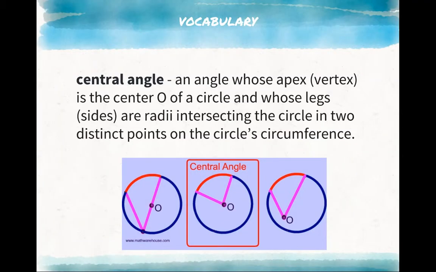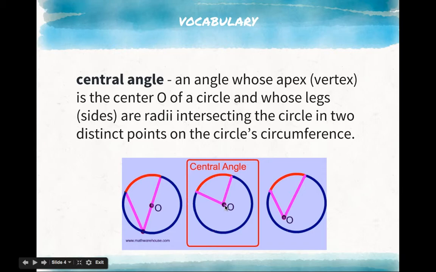The first vocabulary word that I want you to write down is a central angle. A central angle is an angle whose apex, or the vertex, so basically right here, is at the center of a circle. Over here, this is not at the center of the circle, and this is not at the center of the circle, so these would not be considered central angles. I'm only looking at this middle example.